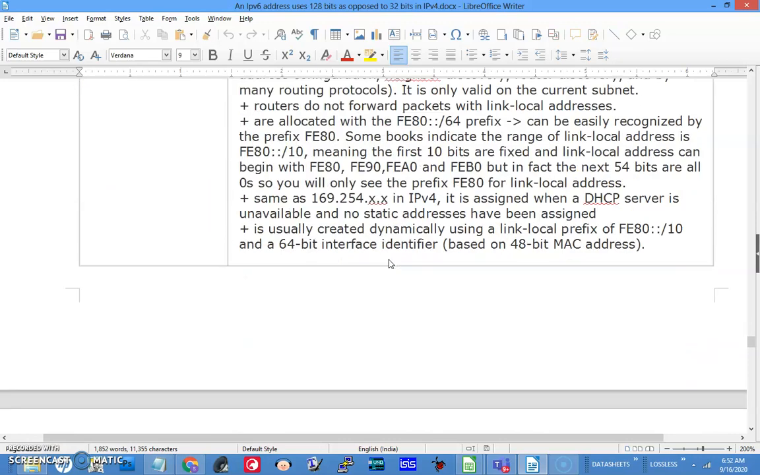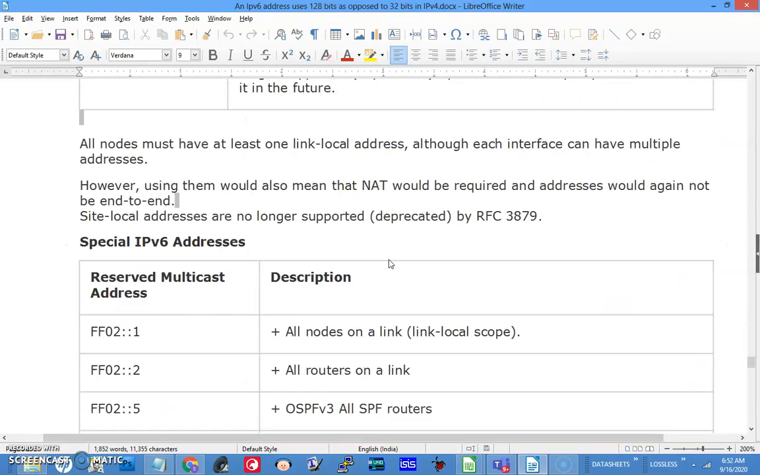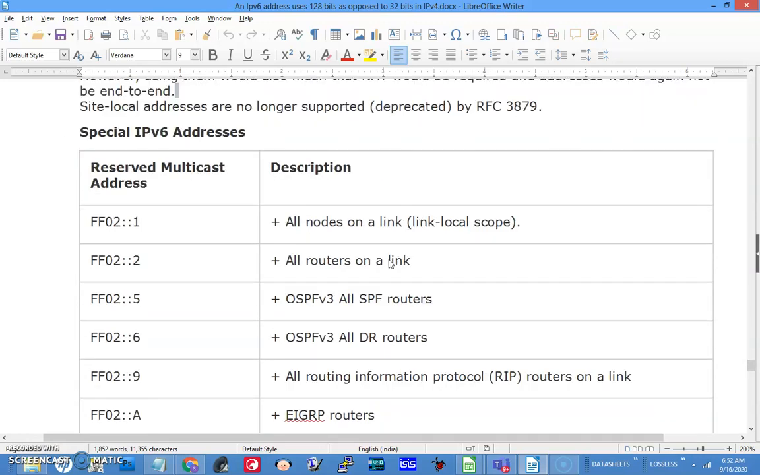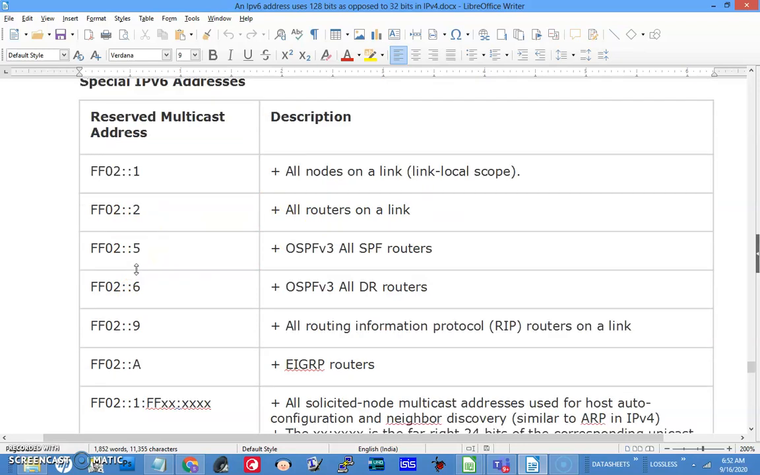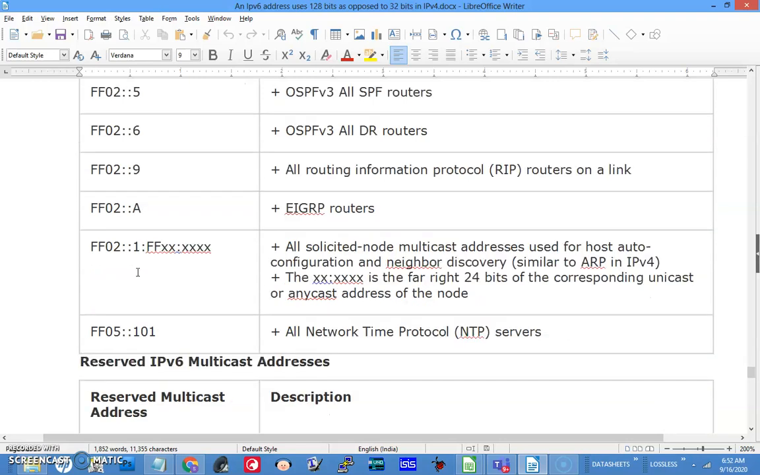Scopes, everything is there repeatedly coming. Okay, so special IPv6 addresses, how does it start? You need not memorize, but just have a look at how these things are.